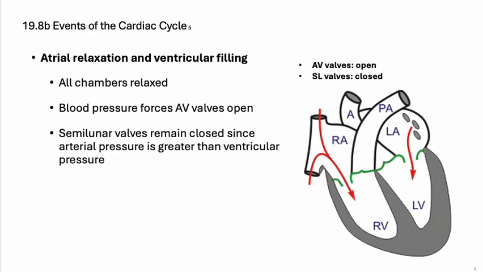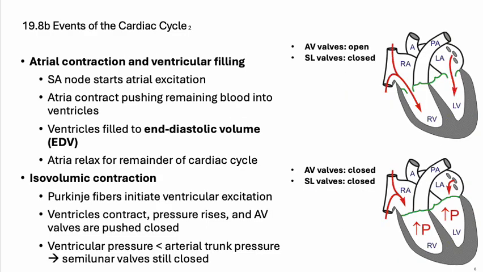Most of the blood, probably 80-85% of the blood coming from the atria into the ventricle, goes to the ventricle just via passive gravity. So passive falling of the blood into the ventricle, right? The remaining 15 to 20%, that's due to the atria actually contracting, right? So we have atrial relaxation, ventricular filling. We then have atrial contraction and ventricular filling. So initially we had the atria relaxed, and now we have the atria contracted, right?